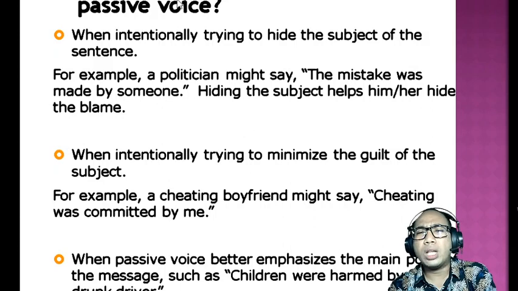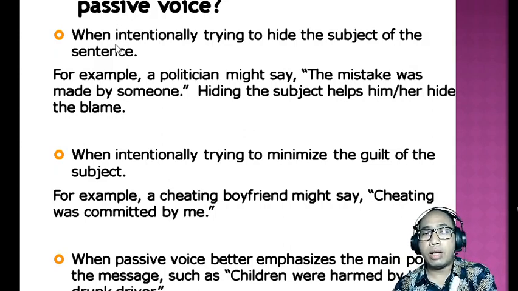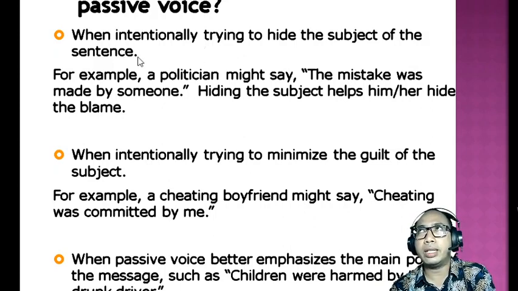What are the functions of passive voice? Why don't we just use the active sentence? Why should we use the passive voice? Number 1. When intentionally trying to hide the subject of the sentence, sometimes there is an event where we don't know exactly who is the doer. Kita nggak tahu siapa pelakunya.